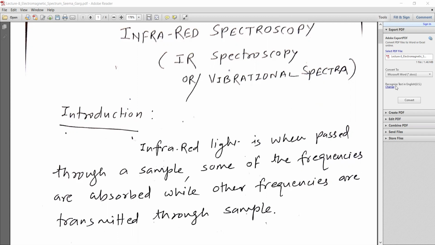Infrared spectroscopy, or IR spectroscopy, is also known as vibrational spectra or vibrational spectroscopy. Introduction: when infrared light is passed through a sample, some of the frequencies are absorbed while other frequencies are transmitted through the sample.